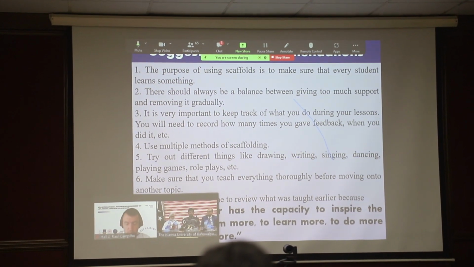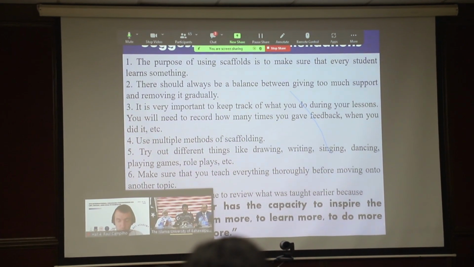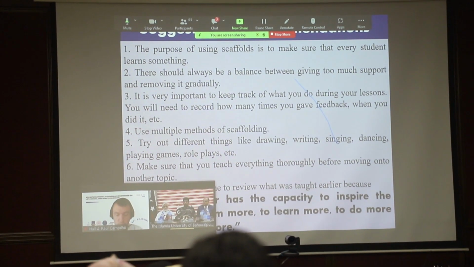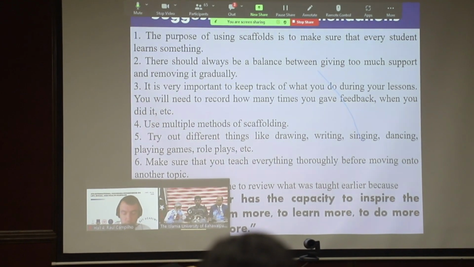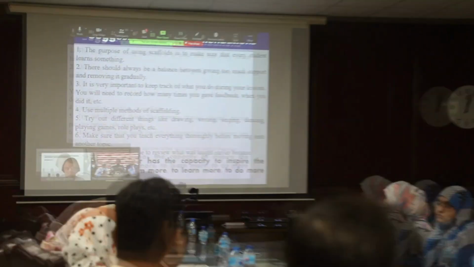Use multiple methods of scaffolding. Try out different things like drawing, writing, singing, dancing, playing games, role plays, etc. Make sure that you teach everything thoroughly before moving on to another topic. Always try to find time to review what was taught earlier because, dear all, a good teacher has the capacity to inspire the learners to dream more, to learn more, to do more, and to become more.